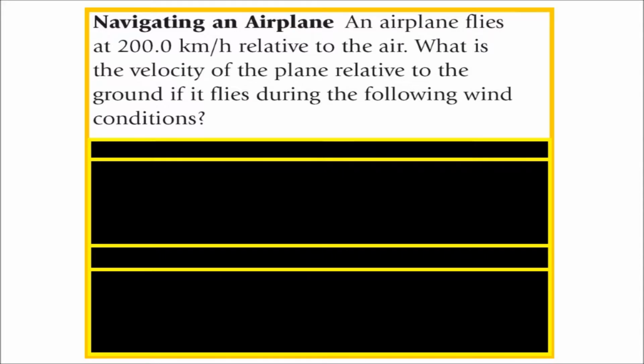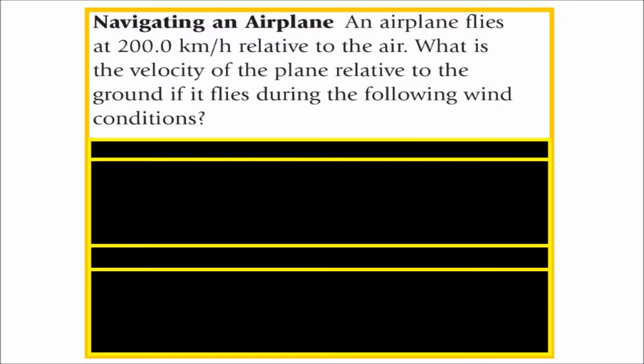So next, let's look at a problem. Navigating an airplane. An airplane flies at 200 kilometers per hour relative to the air. What is the velocity of the plane relative to the ground if it flies during the following wind conditions? Now keep in mind that velocity is a vector. Speed is scalar. So the velocity of the plane would be a speed plus a direction.